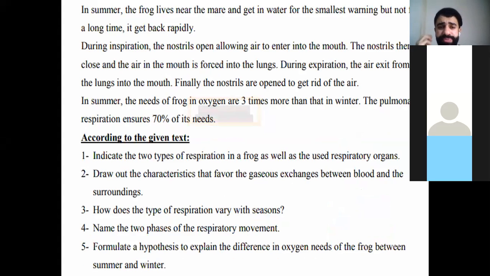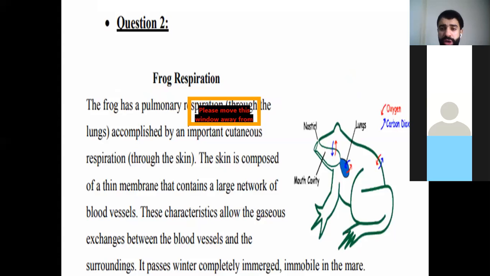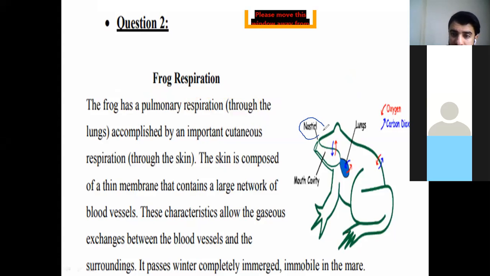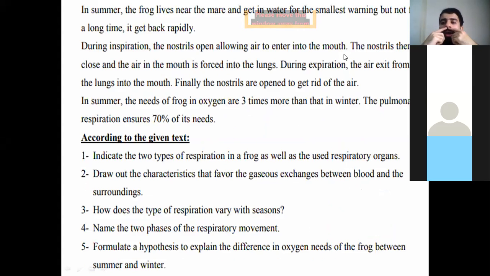During inspiration, the nostrils open, allowing air to enter into the mouth. Then the nostrils close, and the air in the mouth is forced into the lungs. During expiration, what are the nostrils? Here are the nostrils. Here they are opening here. They are called the nostrils. They allow the air to enter the mouth, then the lungs. Okay? These are the nostrils. So the nostrils are mainly here inside our body.